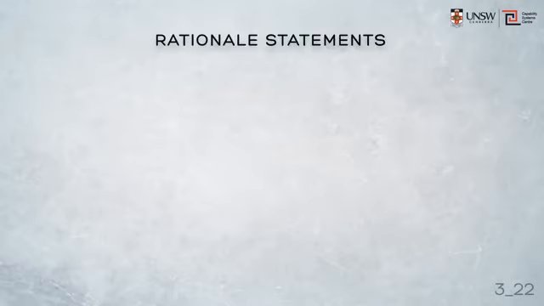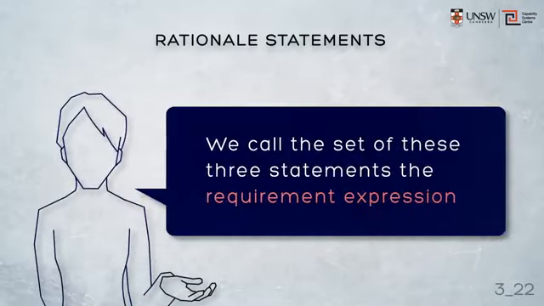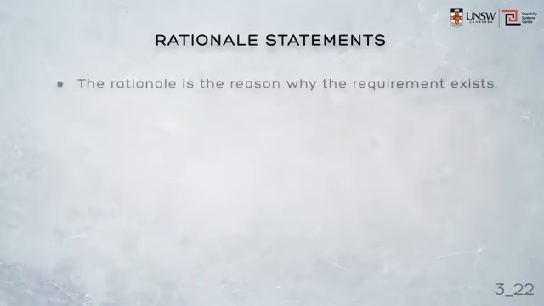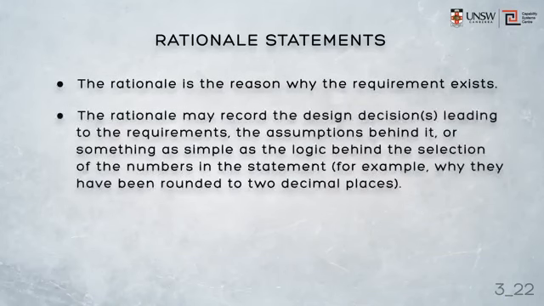The third statement to add to a requirement statement in the set of what we call a requirement expression is the rationale. Now, the rationale is very important because it articulates the reason why the requirement exists. The rationale might record the design decision which leads to the requirement. It might record the assumptions behind the requirement, or something as simple as just the logic for why that number was chosen, or why, for example, a number was chosen to 2 decimal places, or why it was rounded up to be a whole number.